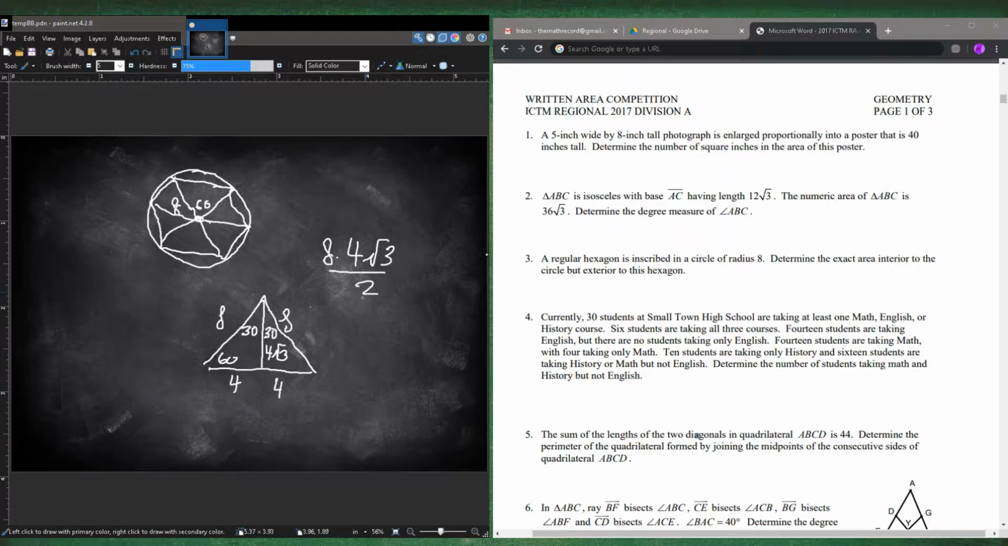So 8 divided by 2 is 4. 4 times 4 square root 3 is 16 square root 3. So that's it. That's the area of one of these triangles, right?